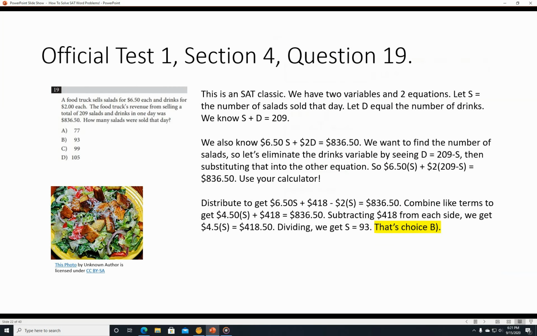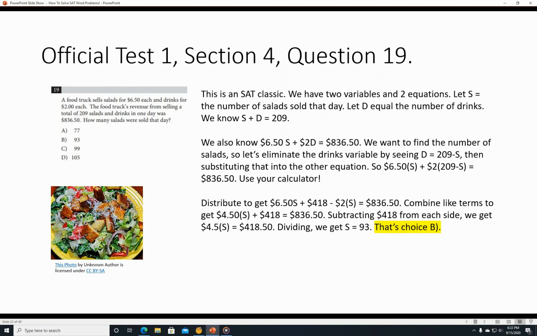Anyway, official test 1, section 4, question 19. A food truck sells salads for $6.50 each and drinks for $2 each. The food truck's revenue from selling a total of 209 salads and drinks, so it's the total of salads and drinks, it's not just 209 salads and then some drinks that they don't specify, in one day was $836.50. How many salads were sold that day?